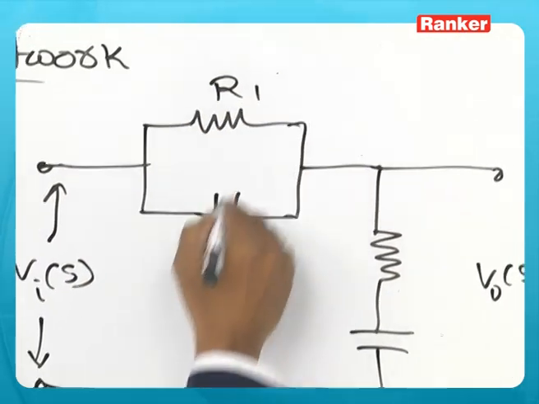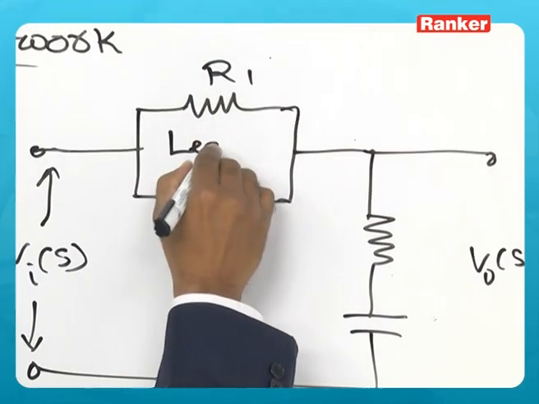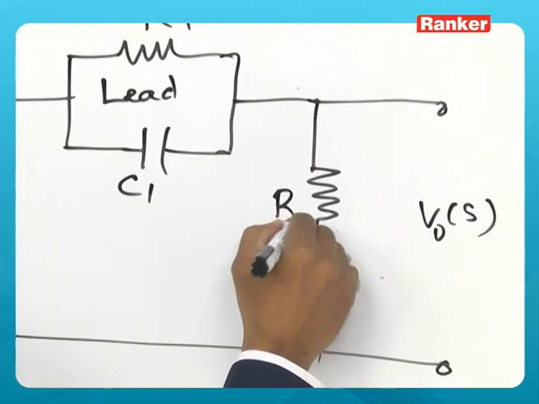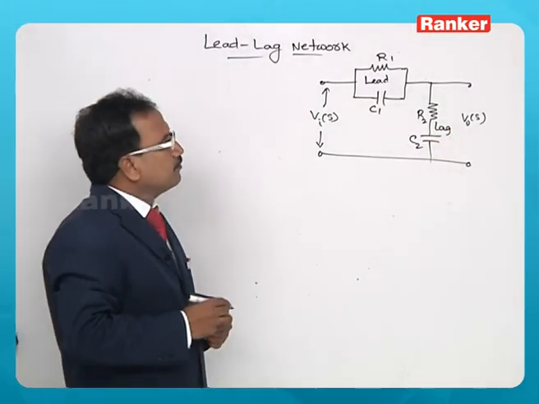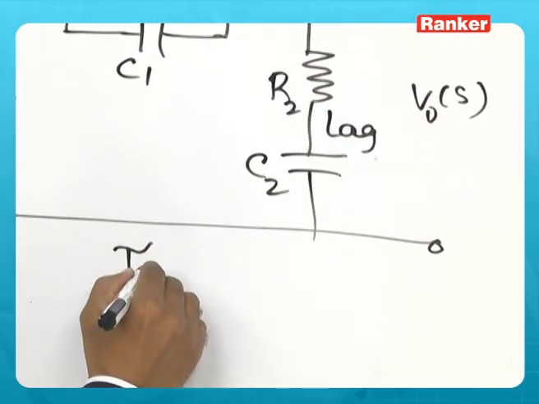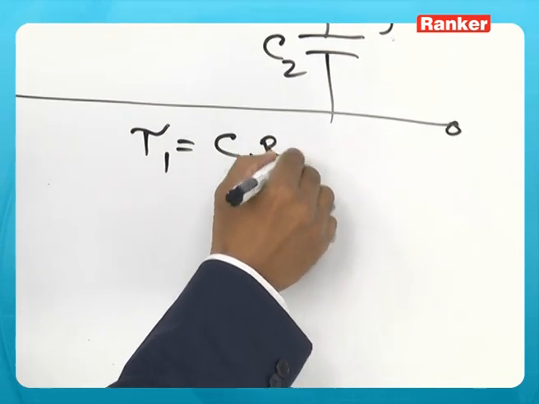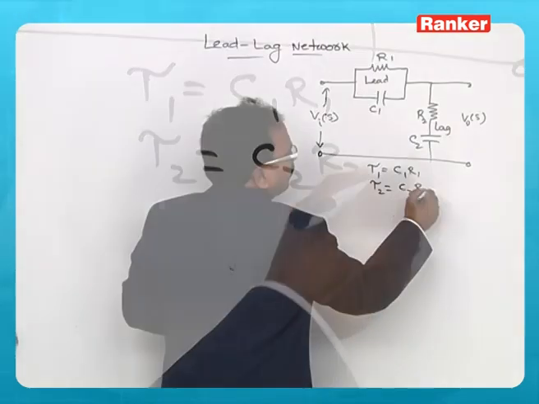So call them R1, C1 for the lead network, and this one R2 and C2. This part is a lag network. So the time constant of the lead network is C1 R1, and the time constant of the lag network is C2 R2.